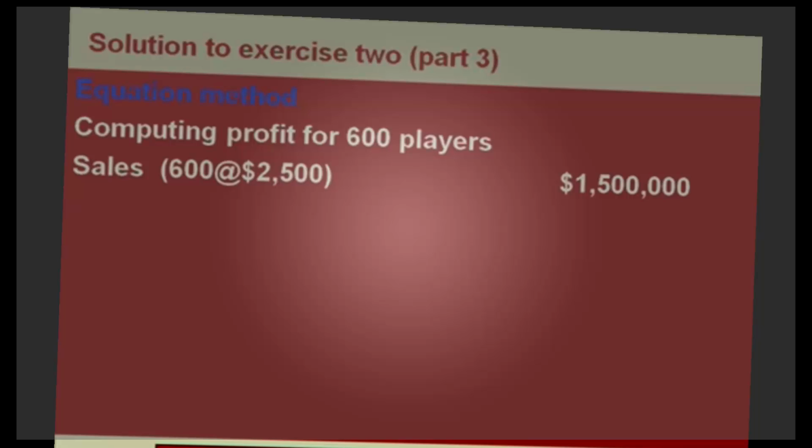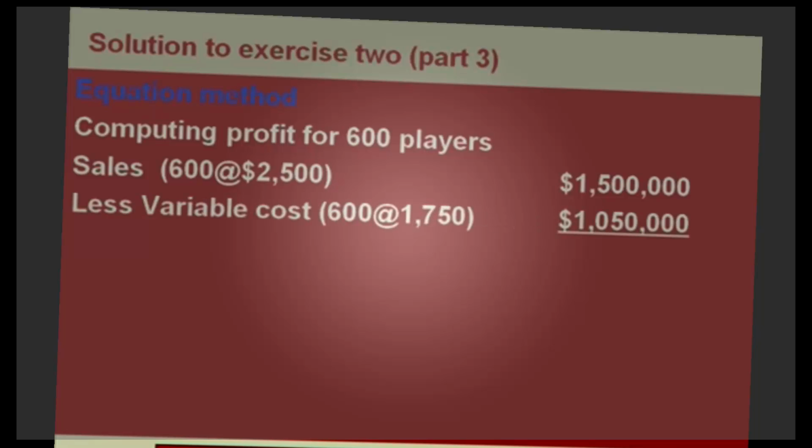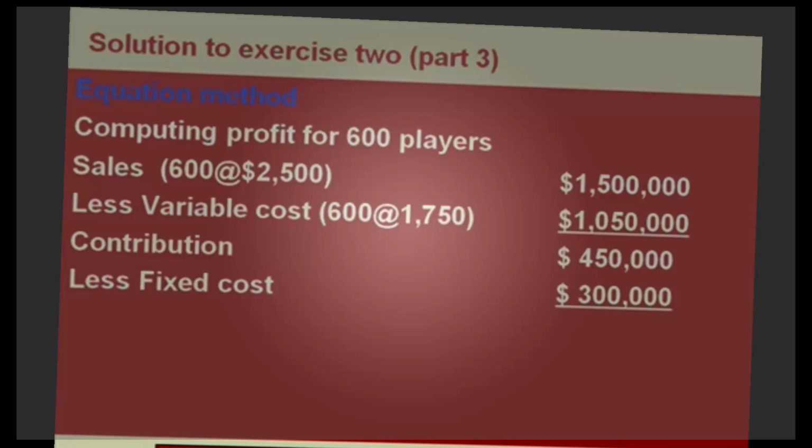Start with sales. It's 600 at 2,500. You knock off variable cost, 600 at 1,750, which is $1,050,000. Therefore, the contribution is 450. Knock off fixed cost, 300,000. So your profit is 150.